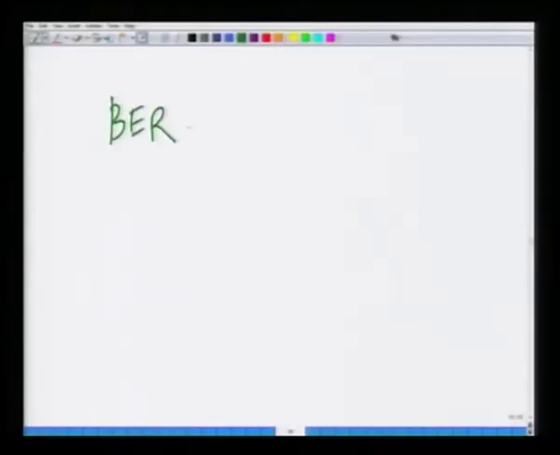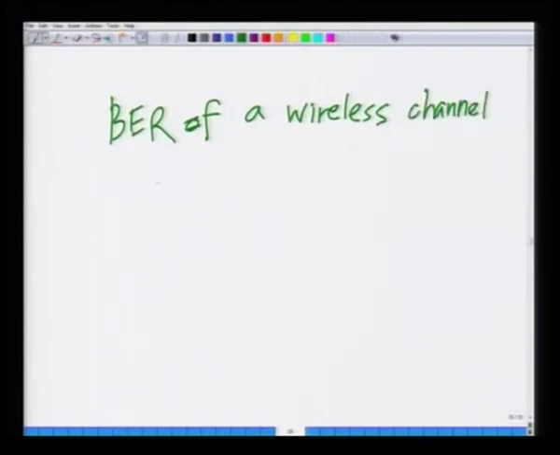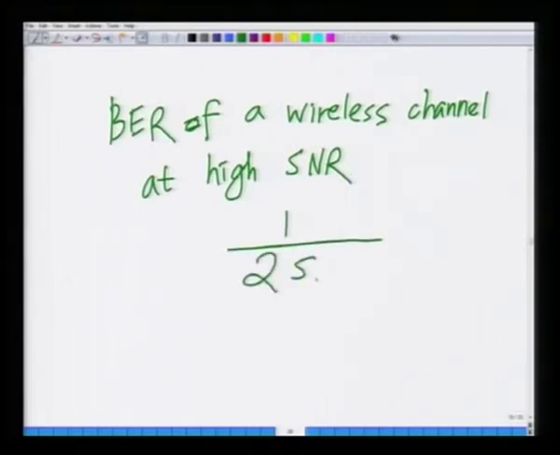So, now we have a great formula for the bit error rate of a wireless channel. The bit error rate of a wireless channel at high SNR is simply 1 over 2 SNR. So, the bit error rate is approximately 1 over 2 SNR.